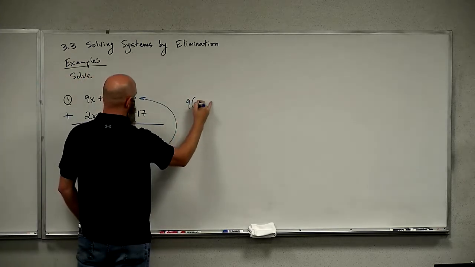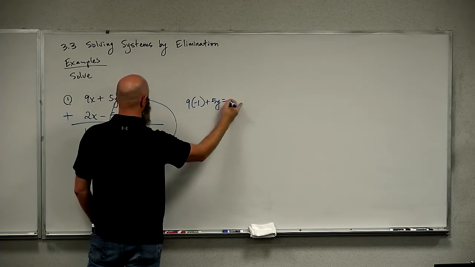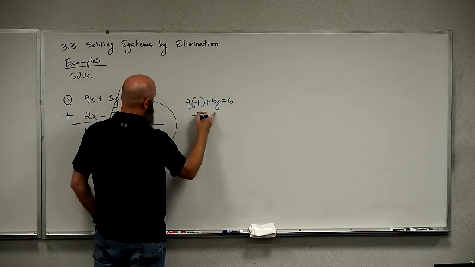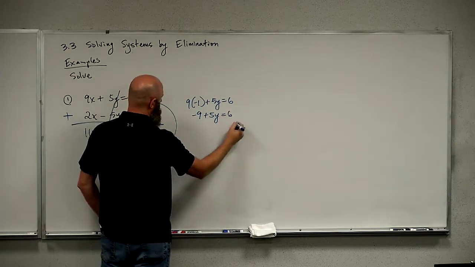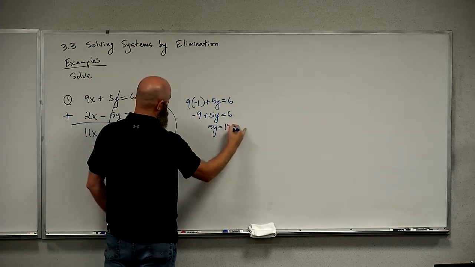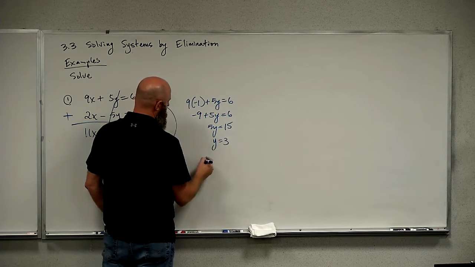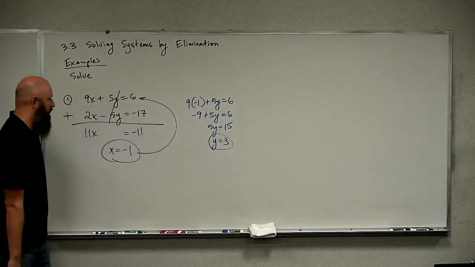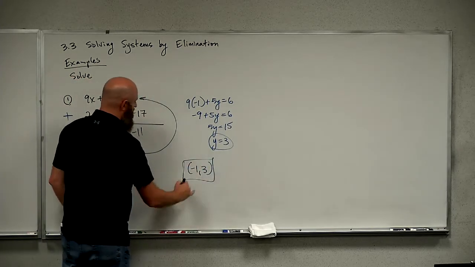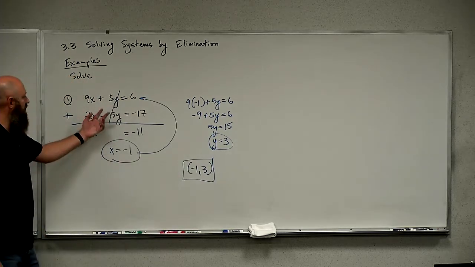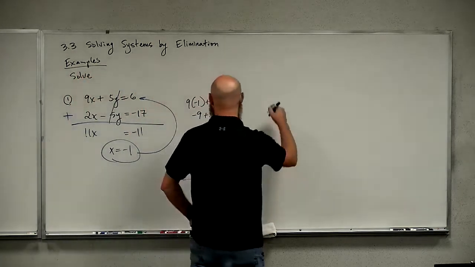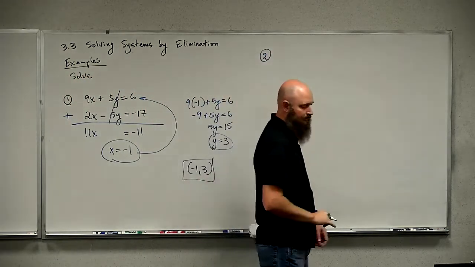So we get 9 times negative 1 plus 5y equals 6. That gives me negative 9 plus 5y equals 6. I'm going to add the 9 over. 5y equals 15. We divide, so y equals 3. There are my two letters. Put it together, that's negative 1 and 3 for my solution. I should be able to plug this into both equations and get the correct answer, showing that it is a solution.